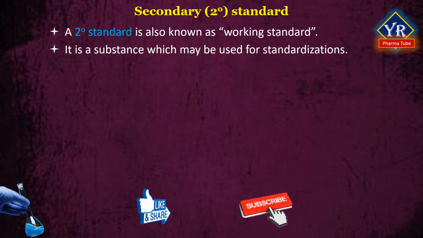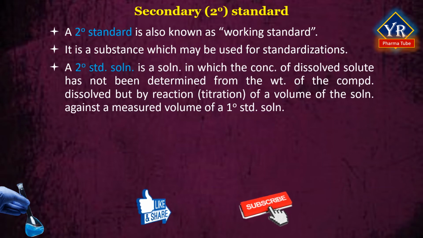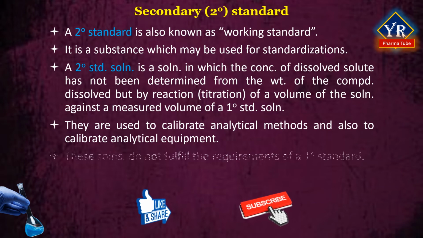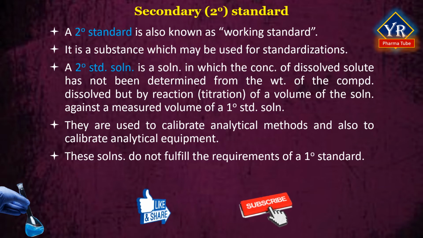It follows that a secondary standard solution is a solution in which the concentration of dissolved solute has not been determined from the weight of the compound dissolved but by reaction, that is, a titration of a volume of the solution against a measured volume of a primary standard solution. Thus, they are used to calibrate analytical methods and also to calibrate analytical equipment. These solutions do not fulfill the requirements of a primary standard.